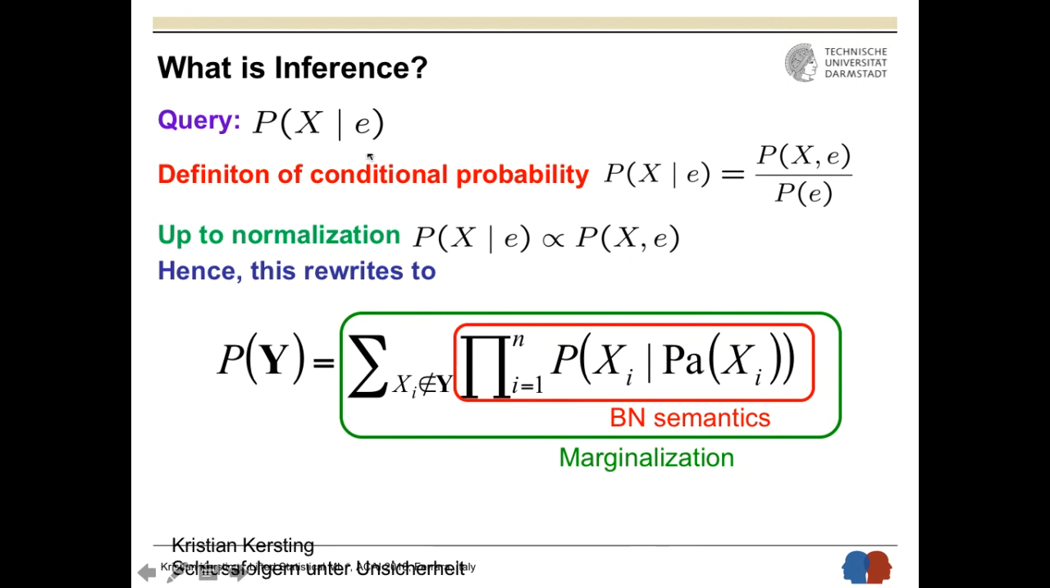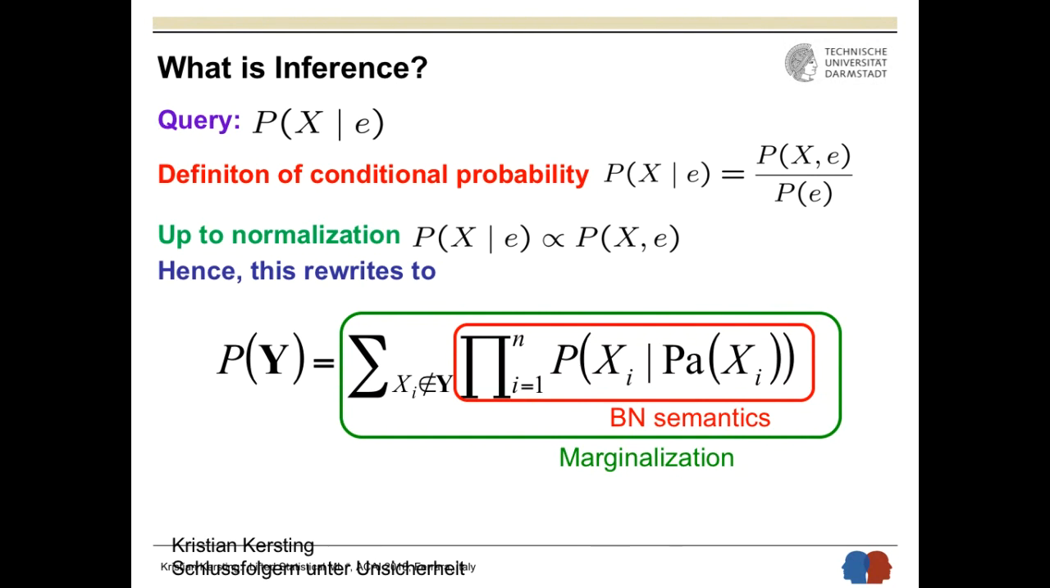So in order to answer these kinds of queries, we only have to focus on how to compute joint distributions. And for joint distributions, how can we get this? Well, if we are interested in just some joint distributions here, we plug in the Bayesian network semantics, and then we do what we saw already, the marginalization. Everything we are not interested in, we sum away, we sum out, we integrate out. So this is essentially what you have to do for inference.